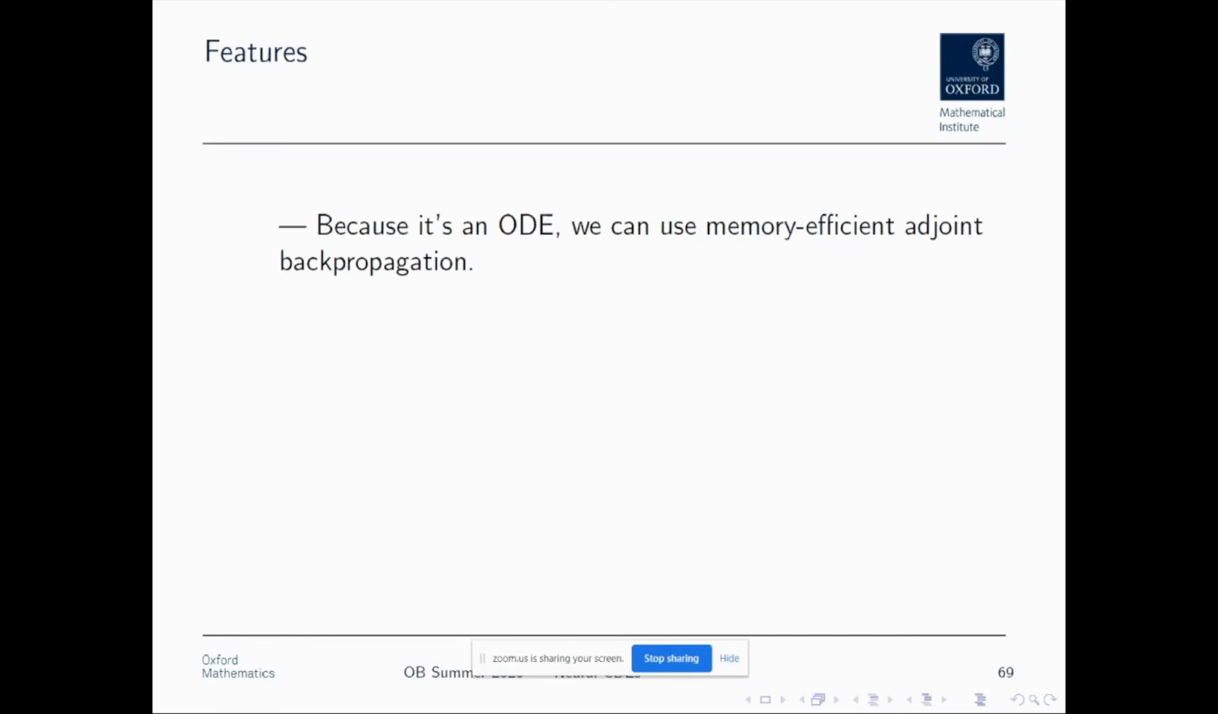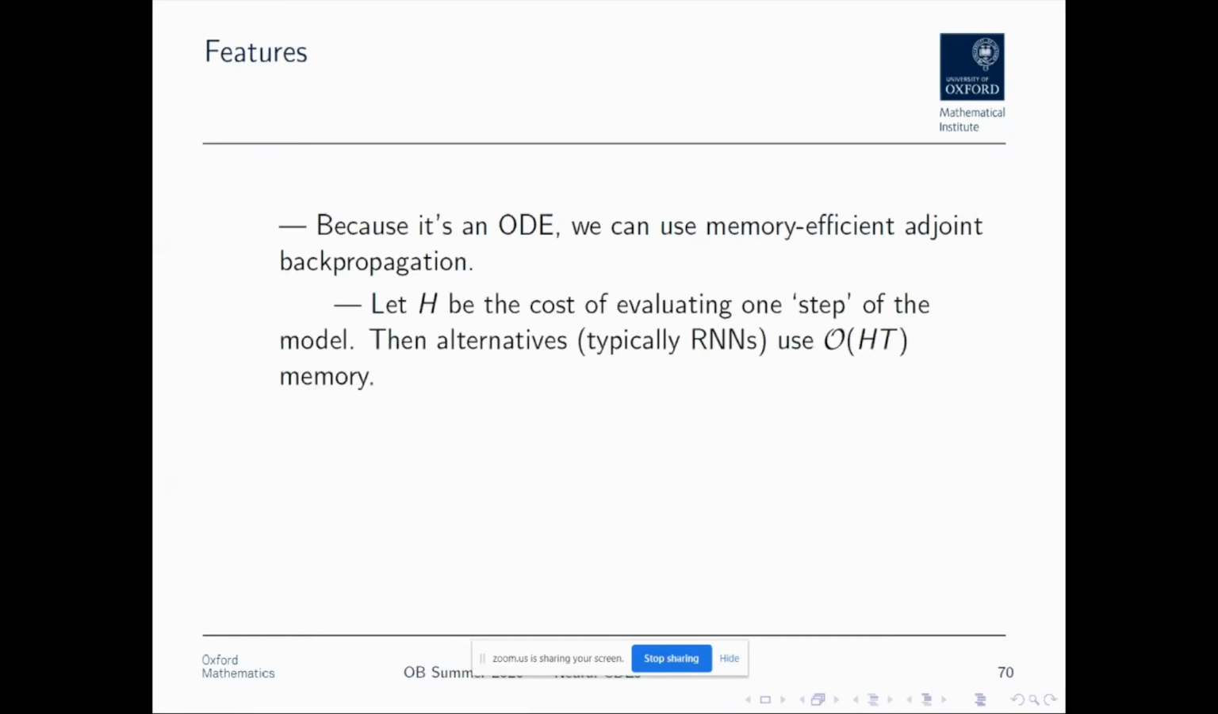So quantitatively, what this means is that if h is the cost of evaluating one step of a model, for example one step in a recurrent neural network, then normally we expect to use order ht amount of memory, because we do t steps, and each step costs h. But here, we only have to do one step at a time, which is h, and we have to hold our time series in memory, which costs t. But then because we can use this recomputation, we only have to add these together. So this is much cheaper memory-wise.